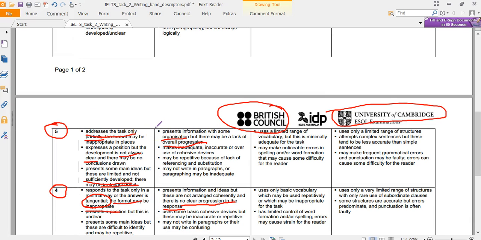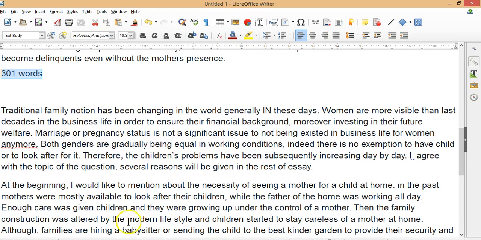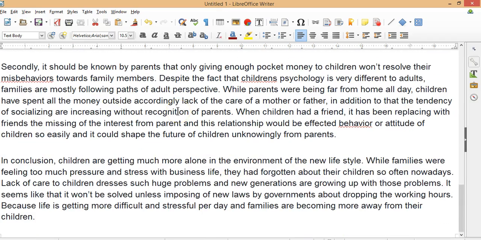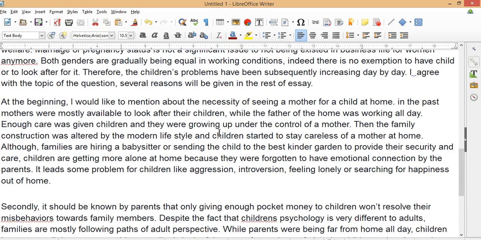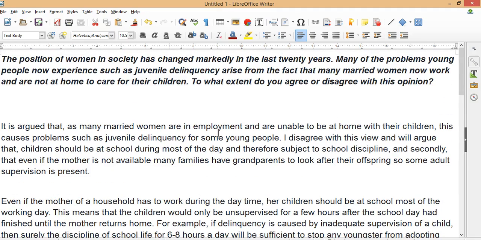So there's some good stuff here, some ideas, but basically you're writing about the topic, but it's very general. You're not being specific. We've got no particular examples. So this is something that we need to work on.